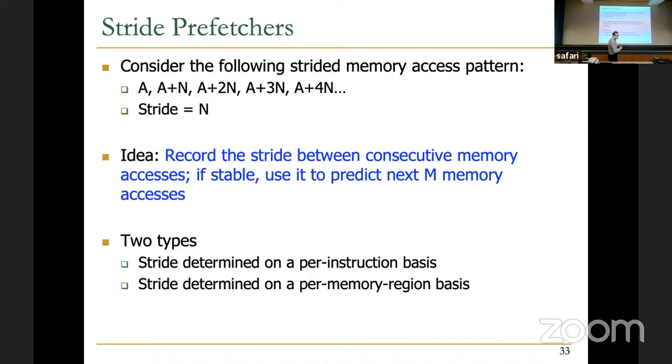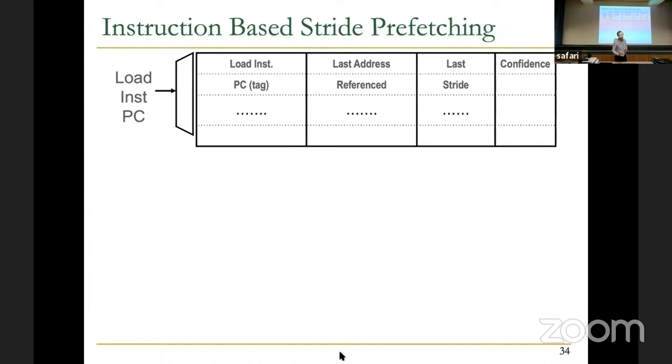How you determine the stride is also an issue. Do you determine it on a per instruction basis? Basically associate a stride with a load, for example, or do you determine it on a per memory region basis? So this leads to two classes of prefetchers. One is instruction-based stride prefetching, and this is a possible implementation of it. Basically, you have a load instruction program counter.